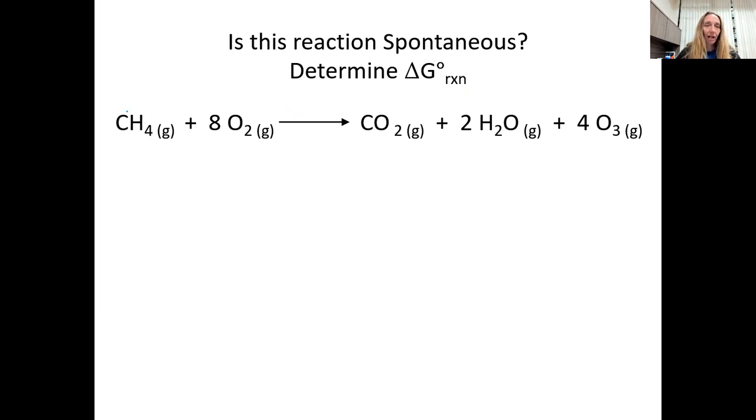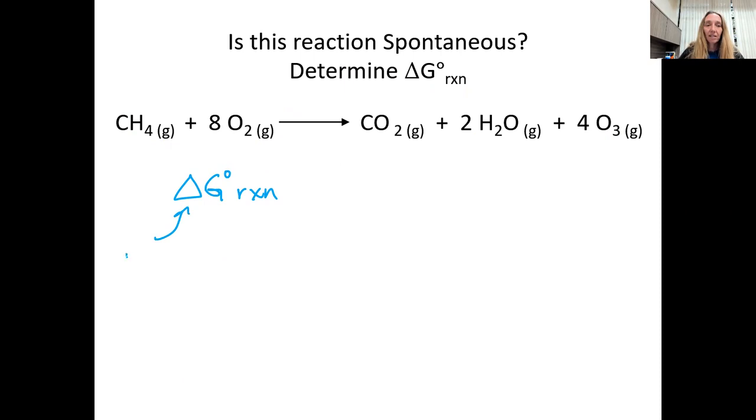The reaction we're looking at is methane, CH4, carbon tetrahydride gas, plus 2 O2 oxygen gas goes to CO2 gas plus 2 H2O. Okay, so this is the reaction we're looking at. And in order to determine if it's spontaneous, we are going to calculate this delta G naught of the reaction. Remember, this is just a symbol to let us know what we're looking at.